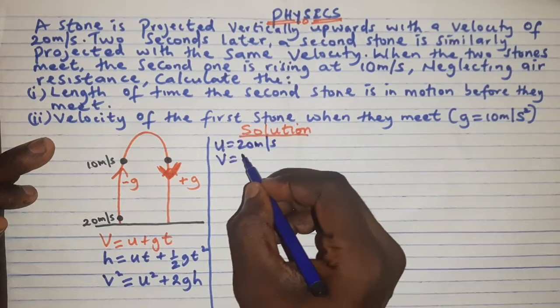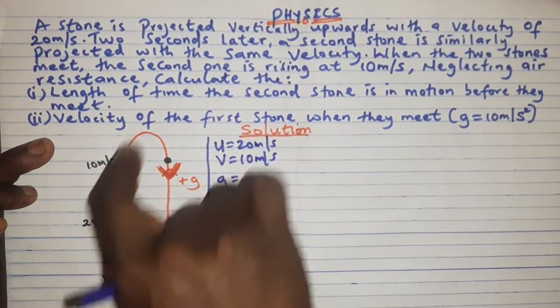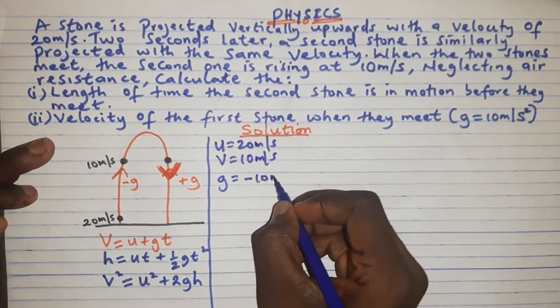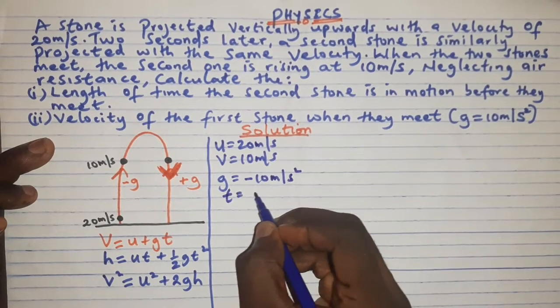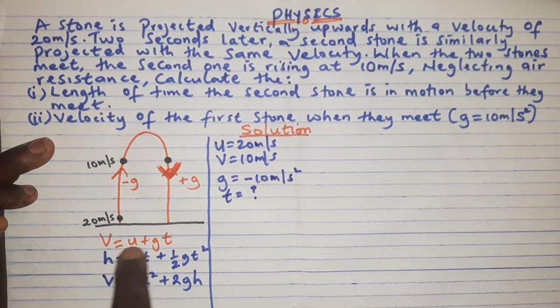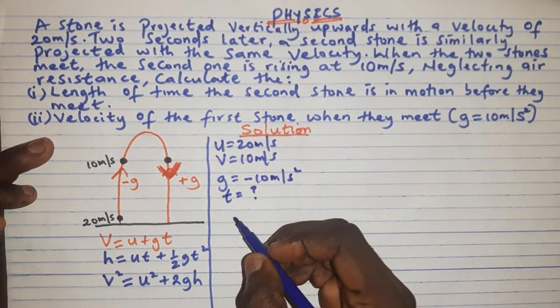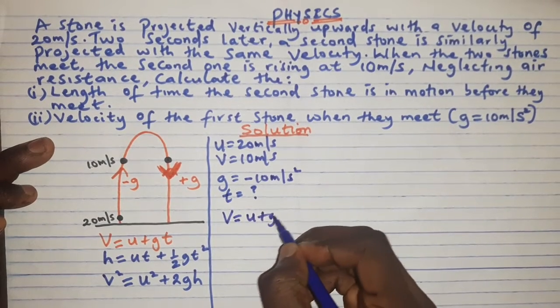V is 10, final velocity is 10 meters per second, and our g will be negative since the object is going up and the speed is reducing. That's minus 10 meters per second squared, and our time is what we're looking for, so t with a question mark. So we have u, v, g, t. So equation 1 will be our game changer. Writing out equation 1, we have v equals u plus gt.